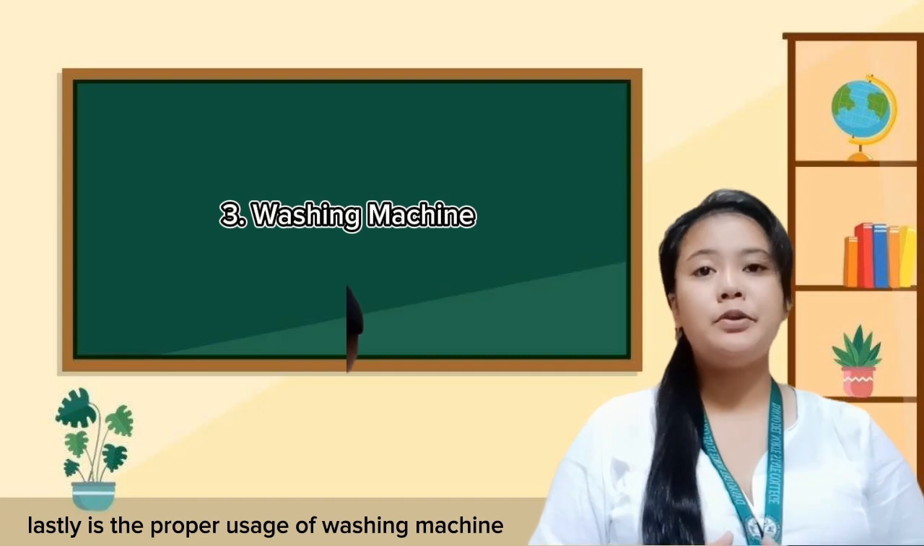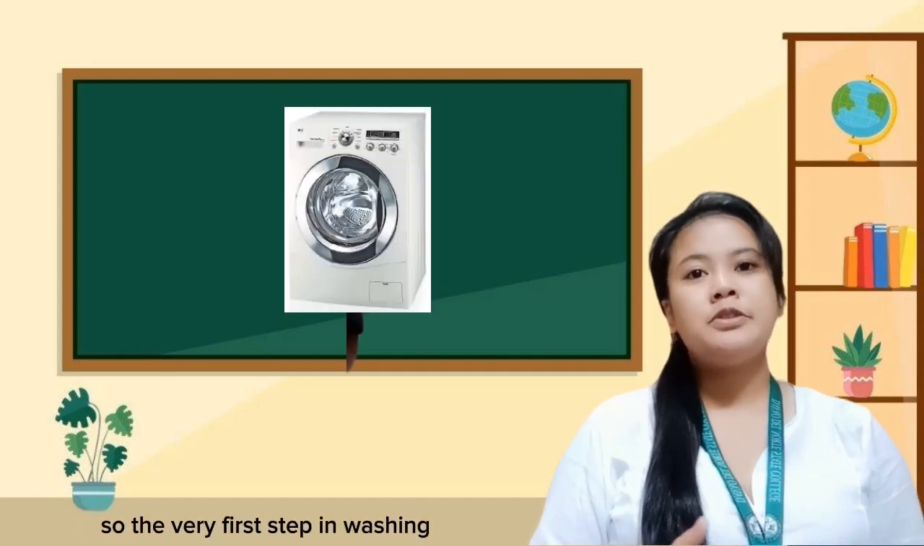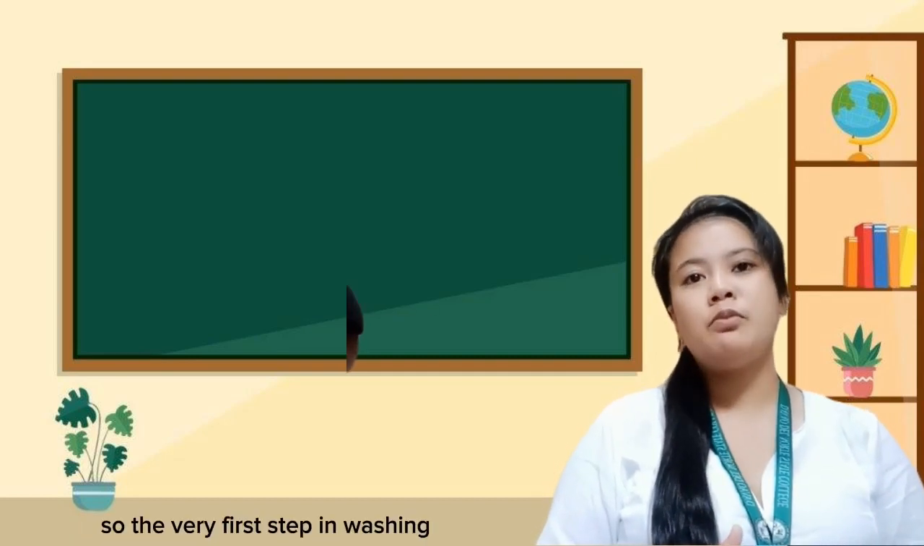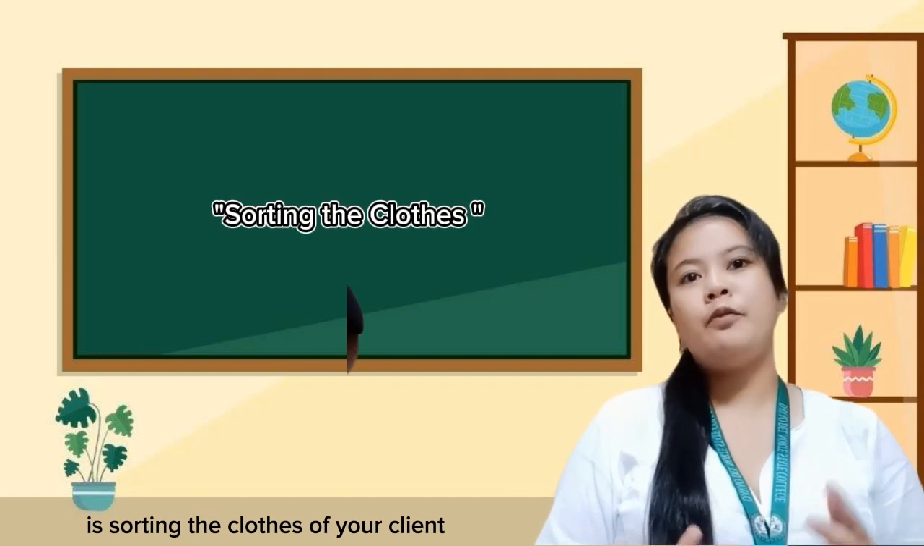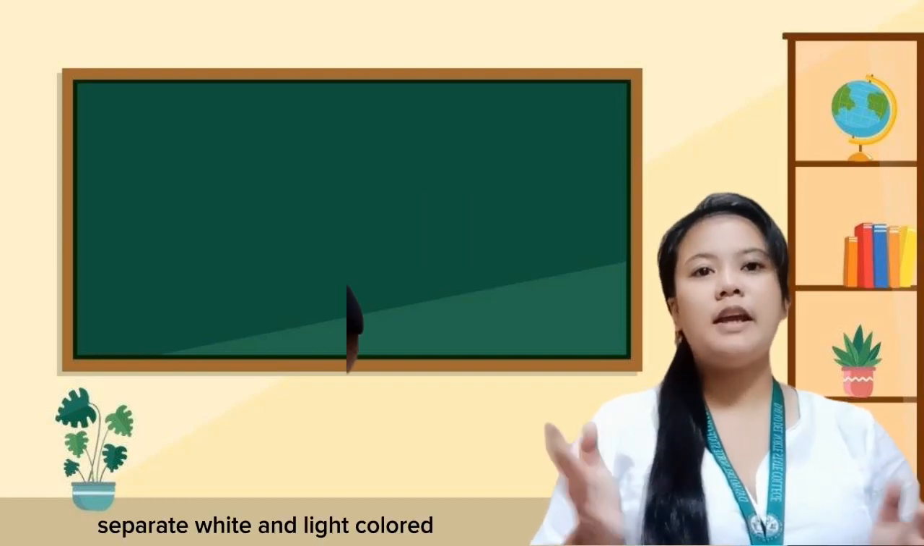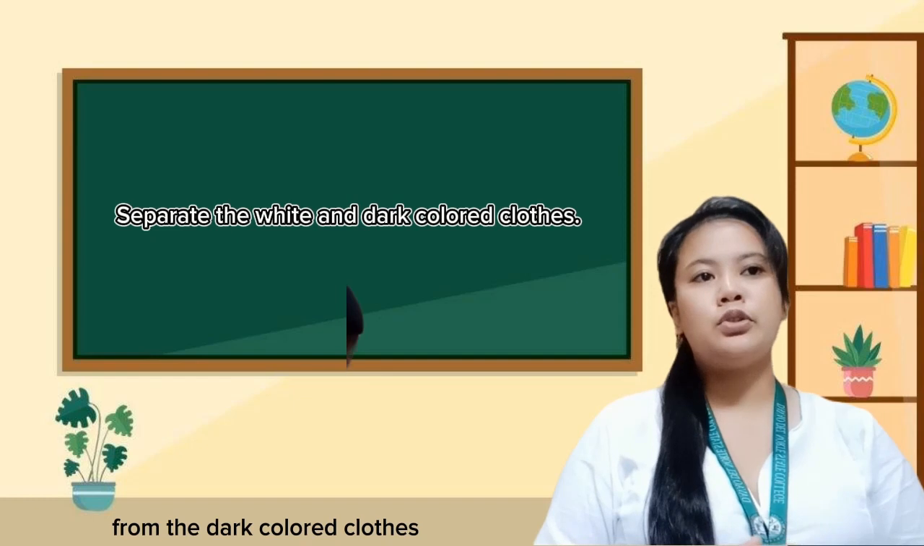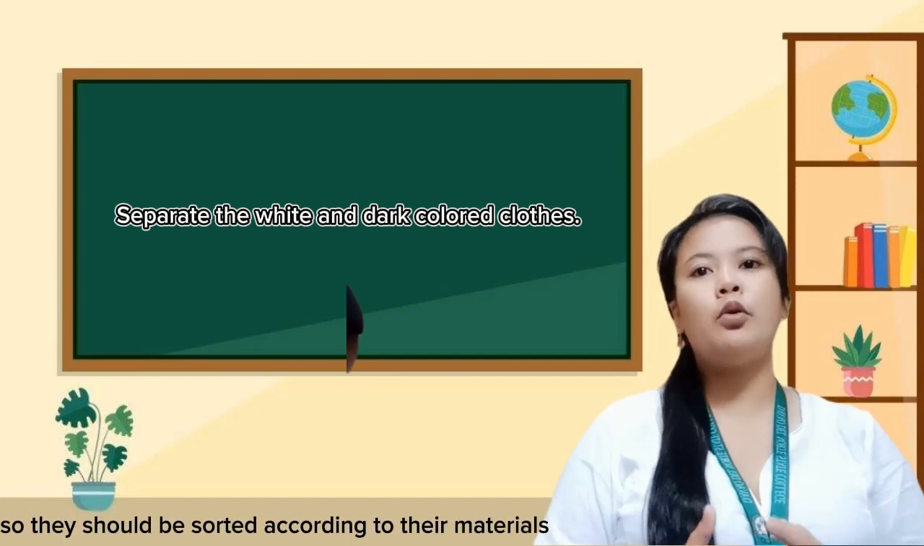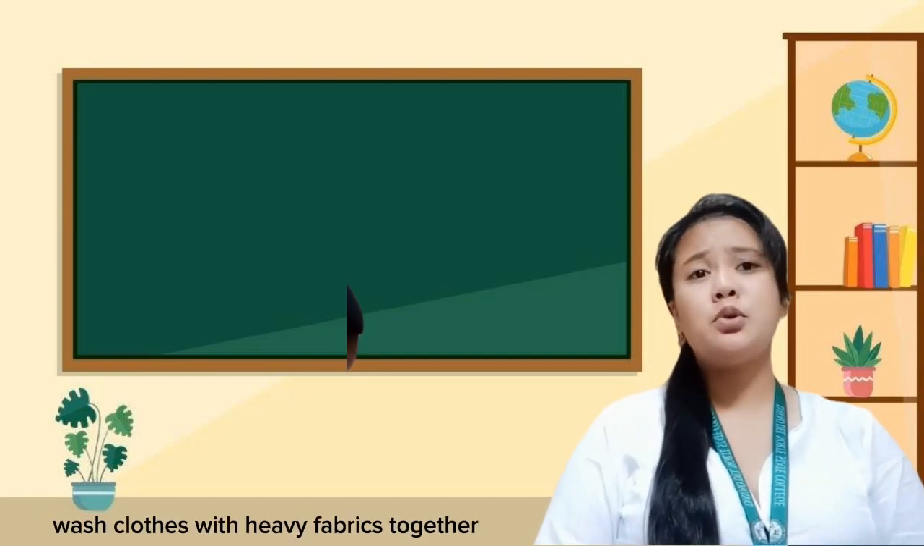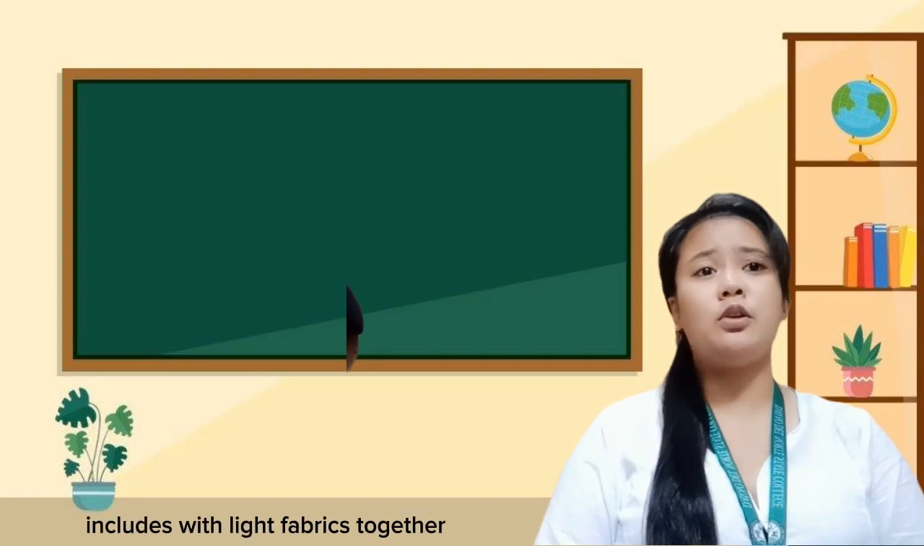Lastly is the proper usage of washing machine. So the very first step in washing is sorting the clothes of your client. Separate white and light colored from the dark colored clothes. Also, they should be sorted according to their materials. Wash clothes with heavy fabrics together and clothes with light fabrics together.